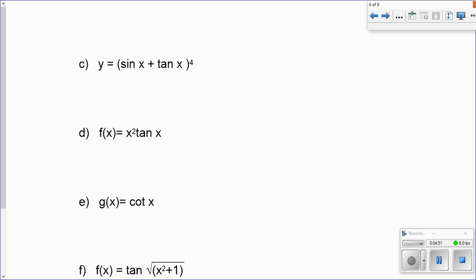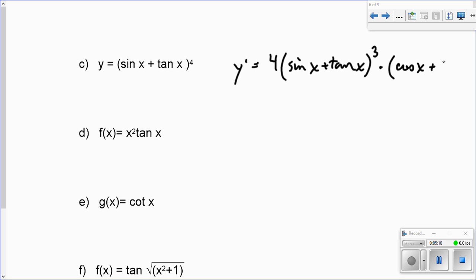A power rule. Okay, so y would be 4 times (sine x plus tan x). That's going to be my composite function, to the power of 3, and then multiply by the derivative of this inside function. Now the derivative of sine x is cos x, and the derivative of tan x is secant squared x. I just close my bracket here.